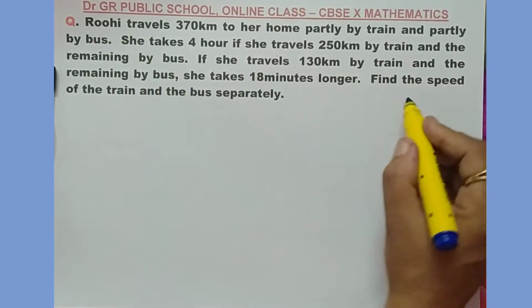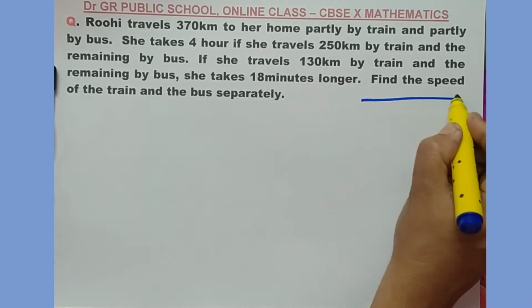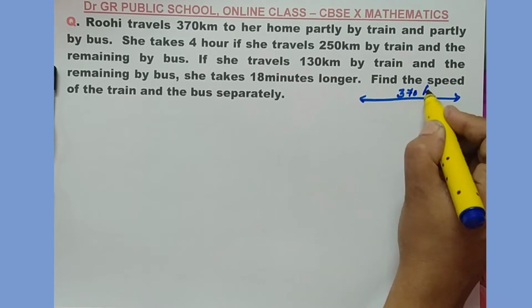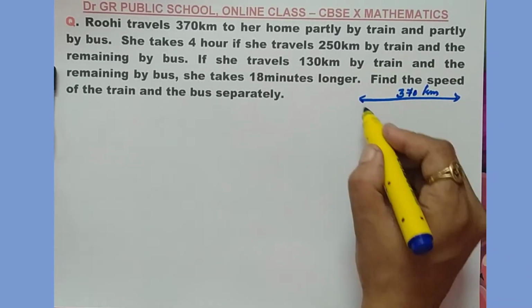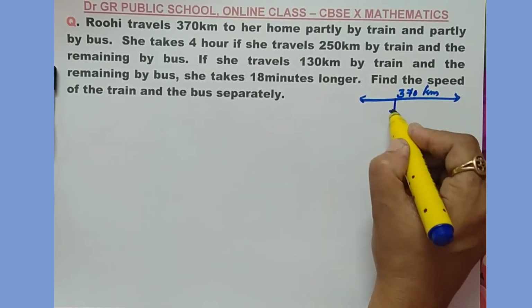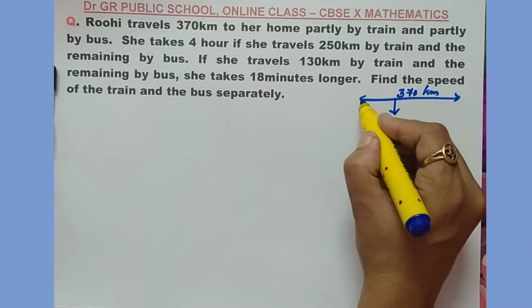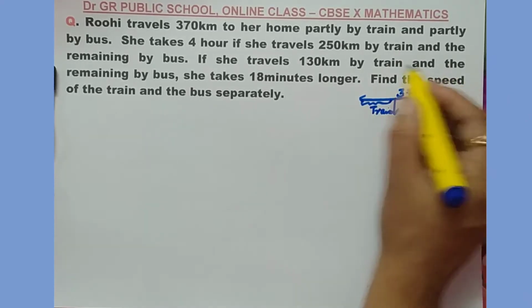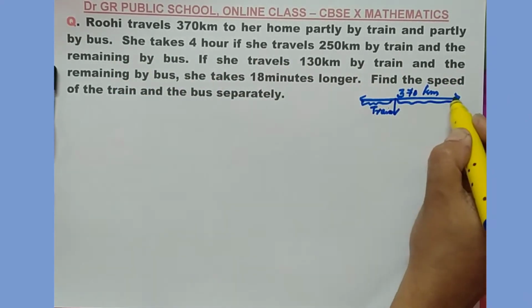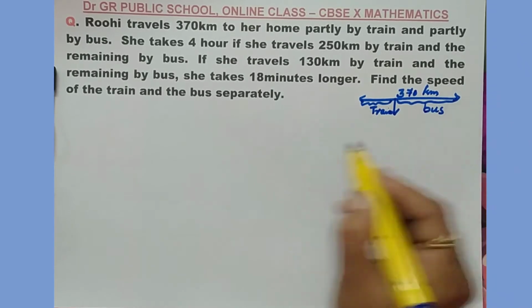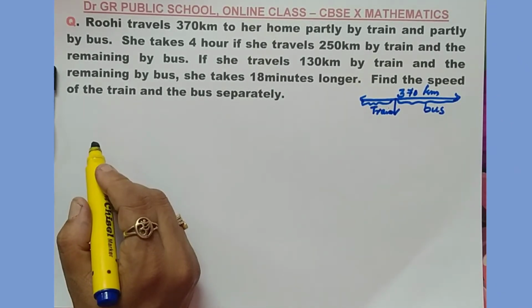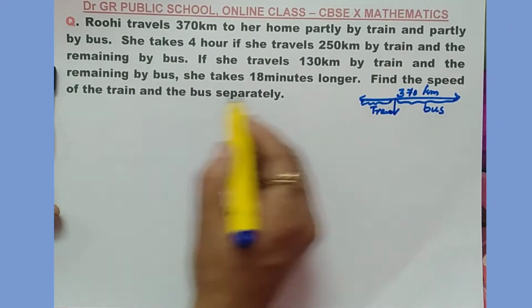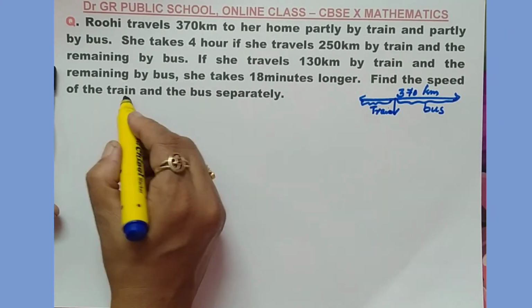Ruhi travels 370 kilometers. The total distance she needs to cover is 370 kilometers. She travels partly by train, which does not mean half of that. Some distance she needs to cover by train, and the remaining distance she will cover by bus. This is the first statement given to you. You are asked to find the speed of the train and the bus.